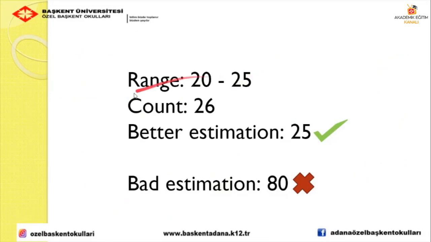So in the beginning, my range of estimation was 20 to 25. My count was 26. The better estimation would have been 25. 80 is a bad estimation. There weren't 80 cements there.